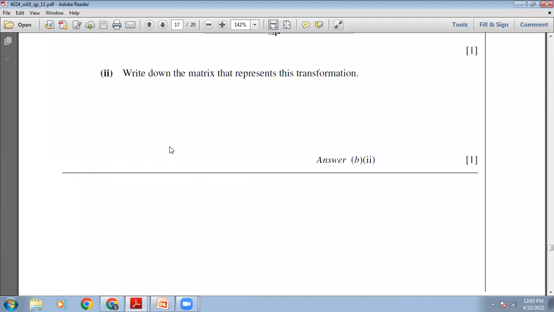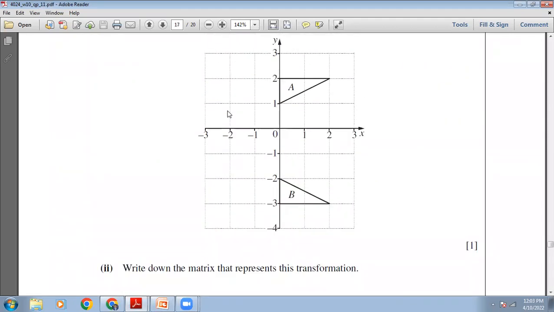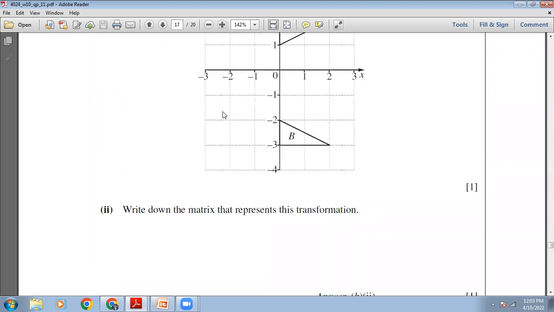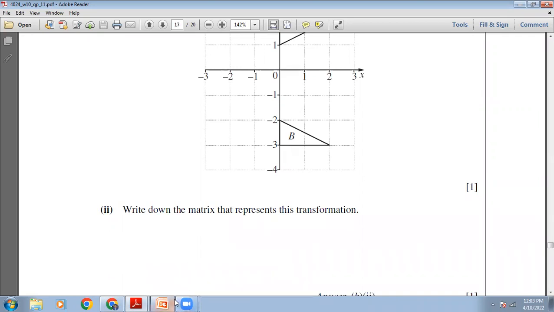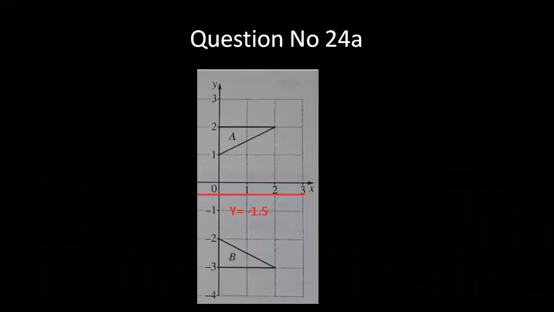Okay, then the question is, write down the matrix that represents this transformation. You see, I don't remember what the matrix is which represents a reflection in the line y equals minus 1/2, but I know the trick how to do this. So I will take 2 points of the object here and the 2 points of the image here, the corresponding points, okay? 2 points from the object, 2 points from the image.